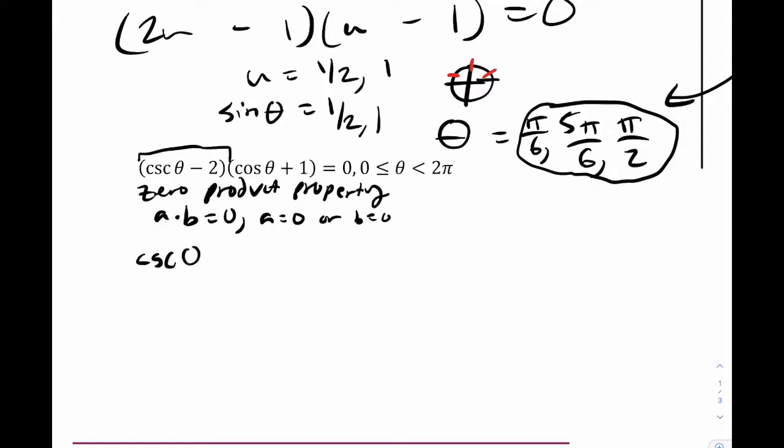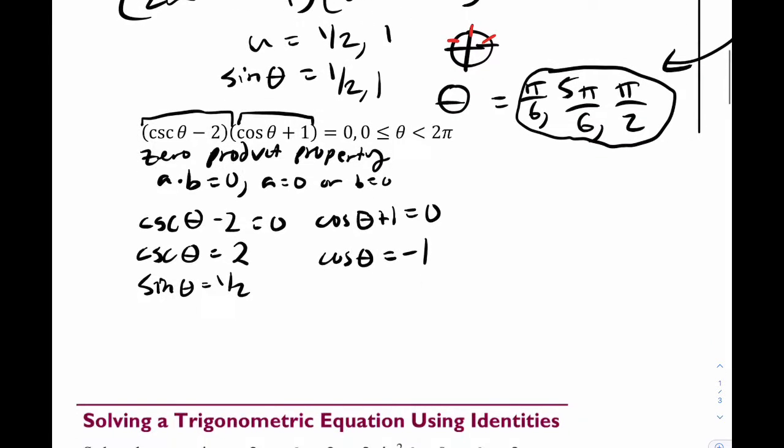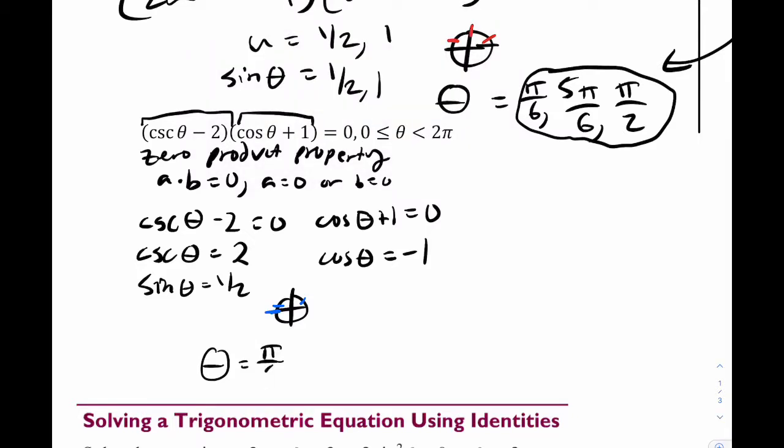So we're just going to take this thing right here. This thing must be 0, or the other thing, cosine theta plus 1, must equal 0. So cosecant theta equals 2, which means sine theta should equal 1/2. Cosine theta is -1, and now we solve it. You can draw your circle here. Sine is 1/2 here and here. Cosine is -1 right there. So we have pi over 6, 5 pi over 6, and pi.